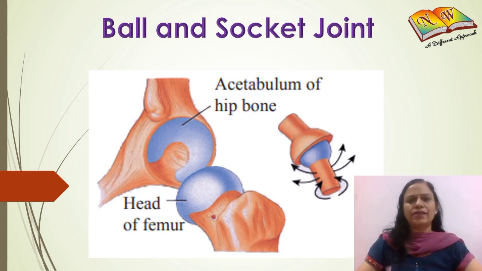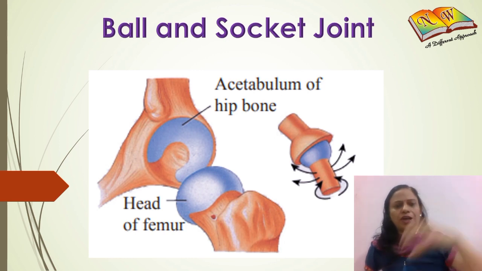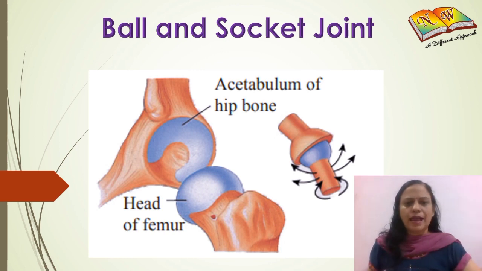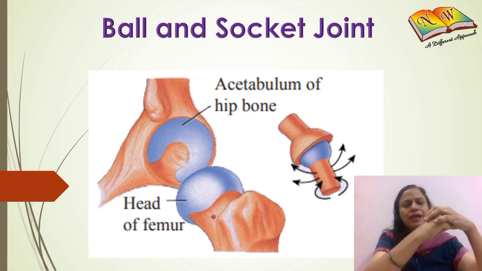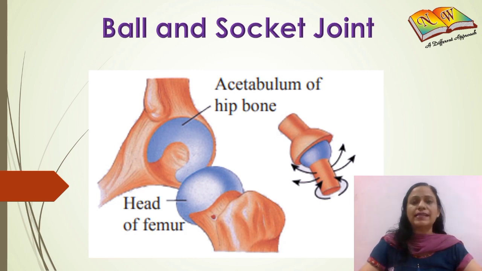So where do you find this joint? This joint is found in the hip girdle. The figure that you are seeing here on your screen is the acetabulum of the hip bone. That means there's a socket present here. And the femur, as I said earlier, is the longest bone of your body, and the head of the femur fits into this acetabulum, just like you can see in the figure. It goes in like this, and this is what allows the easy movement of a leg.